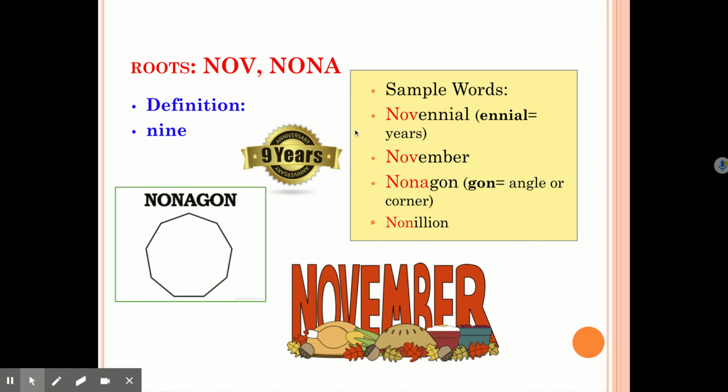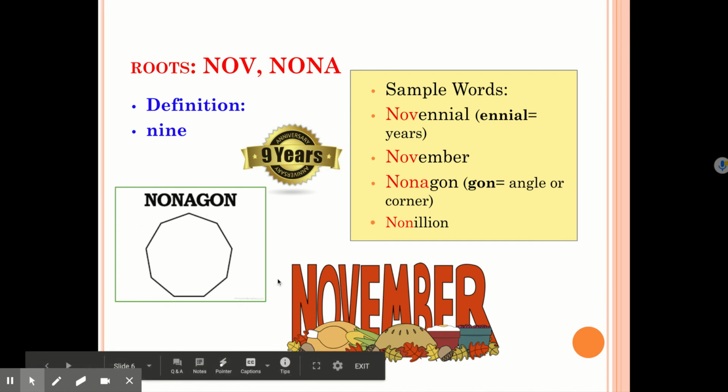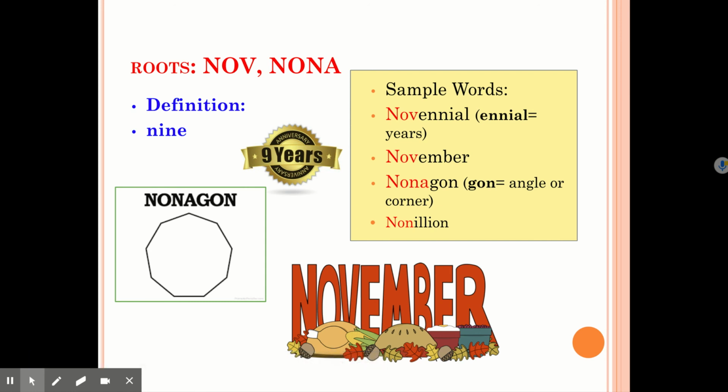November. So you might think this means 11 because it's the 11th month using the Gregorian calendar, but in the Julian calendar, it's the 9th month. And nonagon, gon meaning angle or corner, a polygon having 9 angles and 9 sides. Here's a picture of a nonagon. And then nonillion, 1,000 octillions, a number represented by 1 followed by 30 zeros.